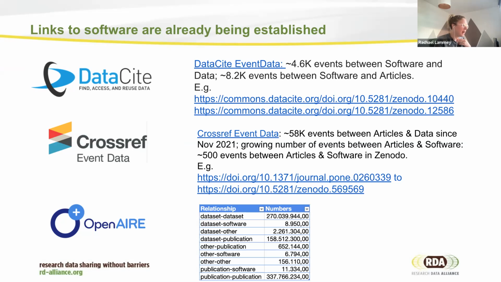And finally, OpenAIRE. Again, you can see predominantly dataset to dataset links, but they have also been interested in being able to see those data to software and publication to software links in their Scholix Explorer interface. So I guess it's something that's already happening, but we don't want to end up too far down the track before making sure that we discuss this.